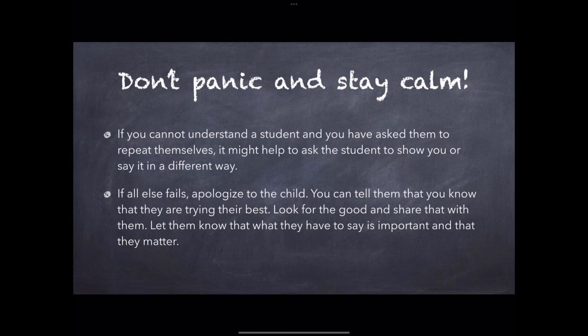We are all trying our best to understand the students who are quite difficult to understand. Just continue to do your best. Ask them to show you or say it in a different way. Try to pick out the words that you do understand and repeat back those words to them. And it's also okay to let them know that you're trying your best to understand them and that what they have to say is important.